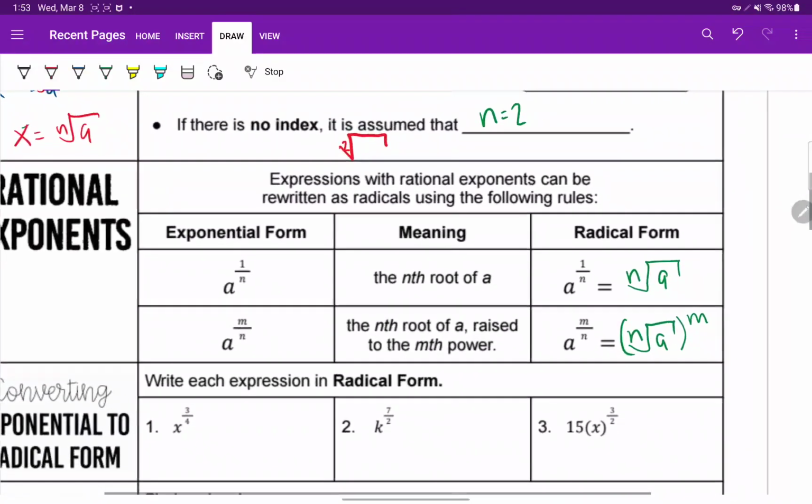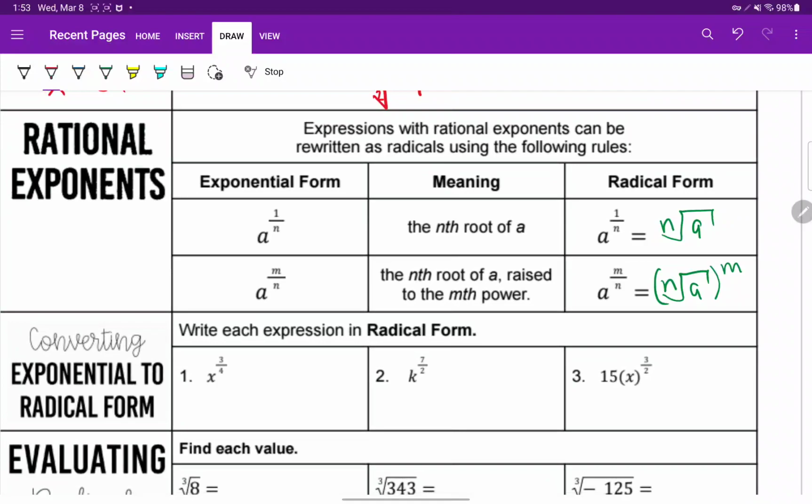All right, for the rational exponents, it says expressions with rational exponents can be rewritten as radicals using the following rules. So we have our exponential form right here. Rational exponent just means rational is a fraction and exponent is your power. So right here, if you look at this 1 to the n power, your exponent is a fraction. And same with the one below as well. So these are called our exponential forms because they have a base raised to a power.